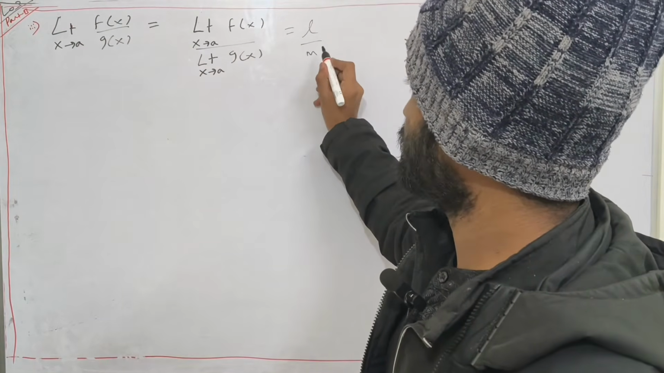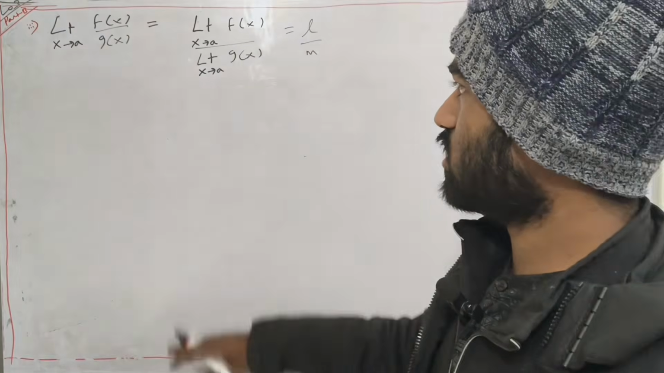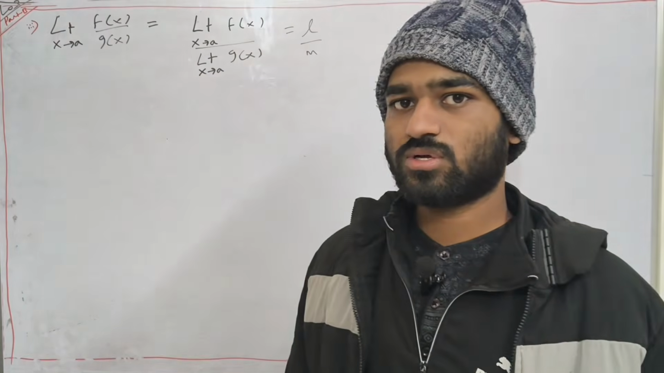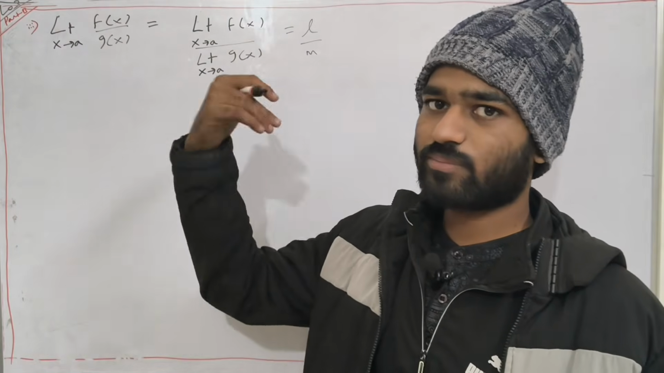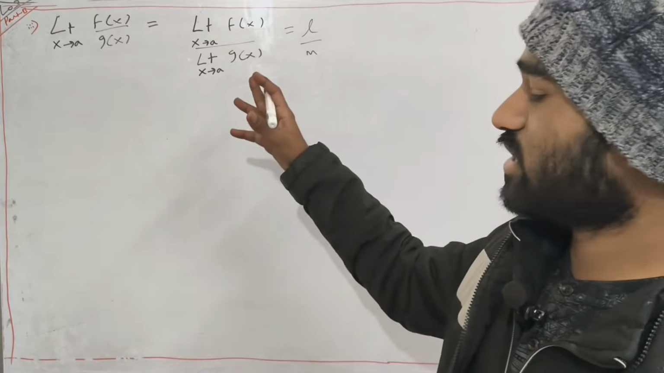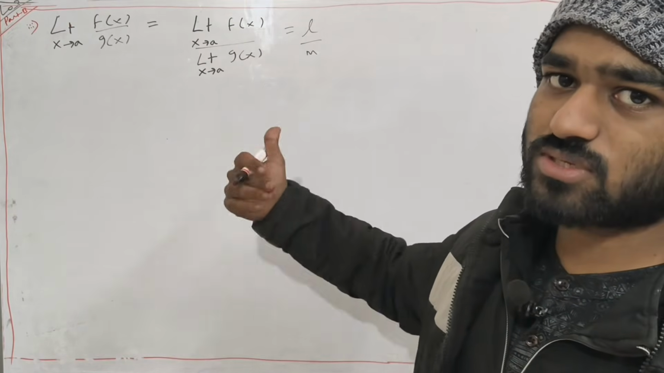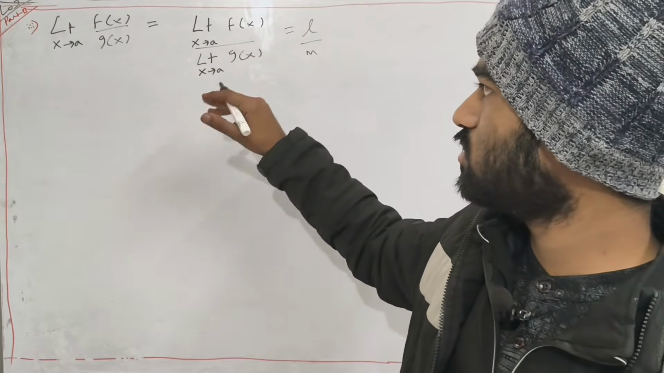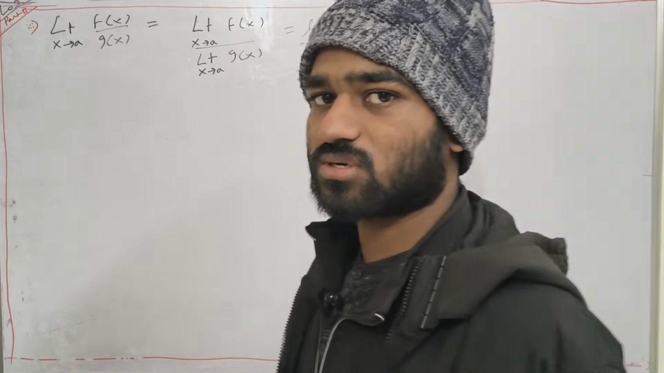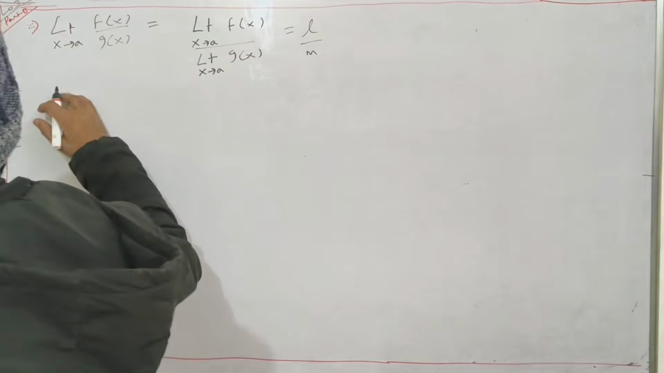Both left limit x tends to a, f of x should exist and it should have some value L. And similarly, limit x tends to a, g of x should exist and it should have some value M. Then only we can use this rule.